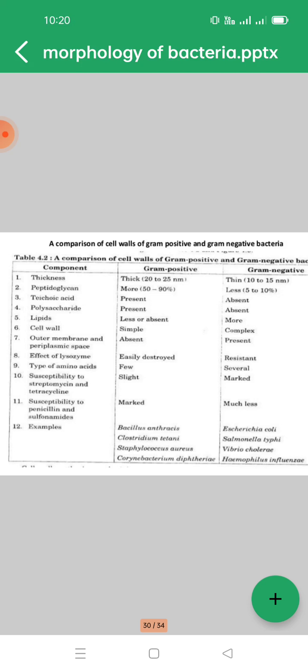Next is penicillin and sulfonamide susceptibility, which is marked in gram positive bacteria, whereas it is much less in gram negative. Examples of gram positive bacteria are Bacillus anthracis, Clostridium tetani, Staphylococcus aureus, and Corynebacterium diphtheriae. These are a few examples of gram positive bacilli and gram positive cocci. Whereas among gram negative bacteria, we have Escherichia coli, Salmonella typhi, Vibrio cholerae and Haemophilus influenzae. So these are the gram negative bacilli.